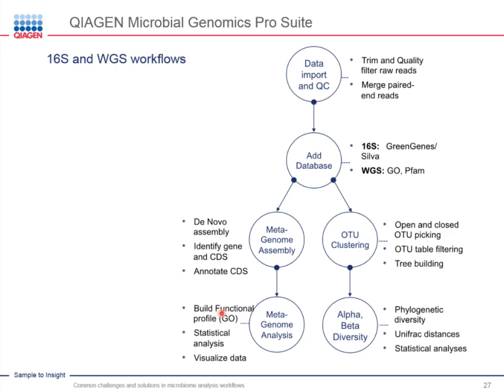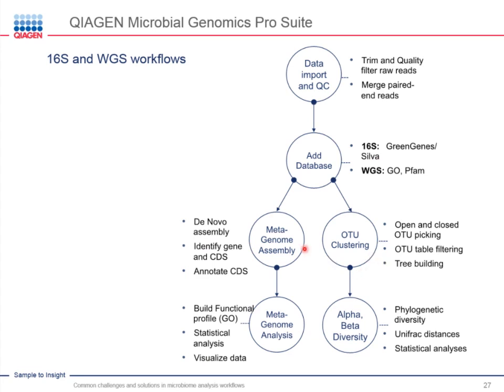I have here a bit more detailed overview. As said, we start with the data import, then the software does the trimming and the quality filter of the raw reads. It will merge the paired-end reads, so the forward and the reverse read for your sequence, and then you can use the database you want. For 16S, you can choose between the Greengenes or the SILVA database. When you have whole genome assemblies, you take the Gene Ontology or Pfam. Based on this, you would have the de novo assembly for the metagenome analysis for whole genome sequencing.